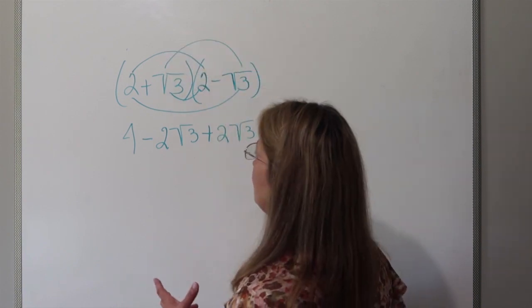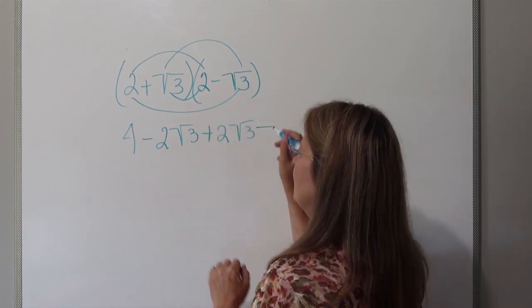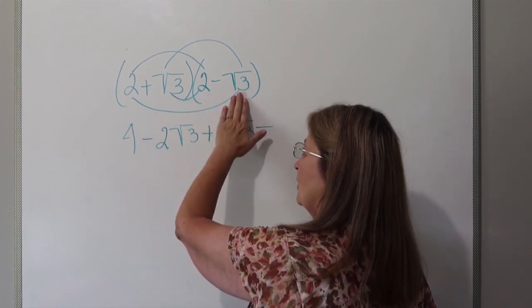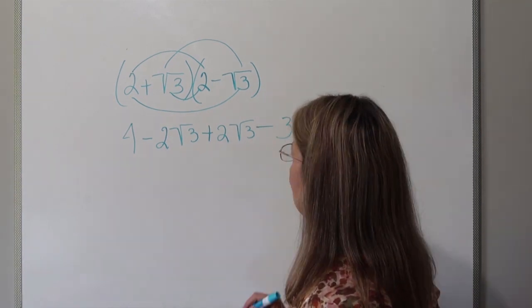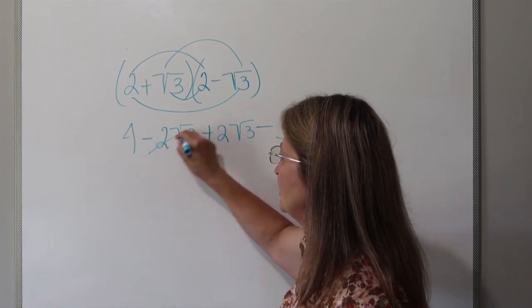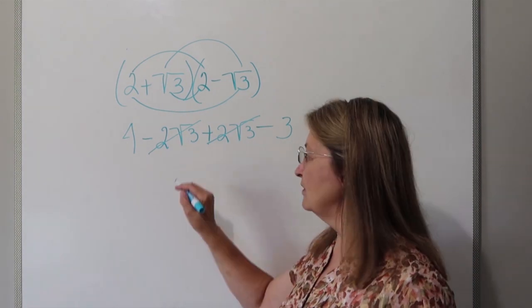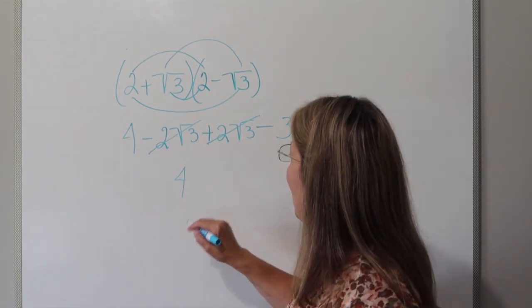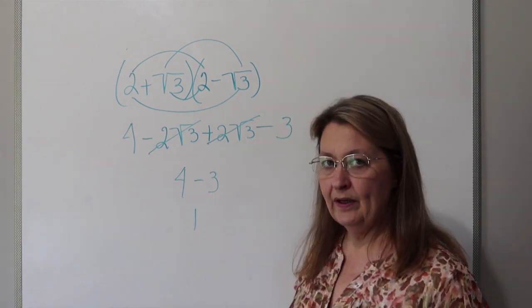And then my last two. I've got a positive times a negative, so I get a negative. Square root of 3 times square root of 3 is just 3. Now look what happens to these inner terms. You've got minus 2 square root of 3 and plus 2 square root of 3. They cancel each other out. So what I have is 4 minus 3, which is 1.